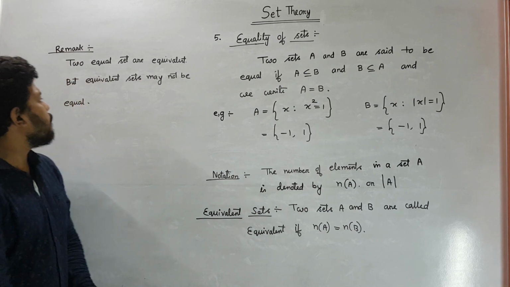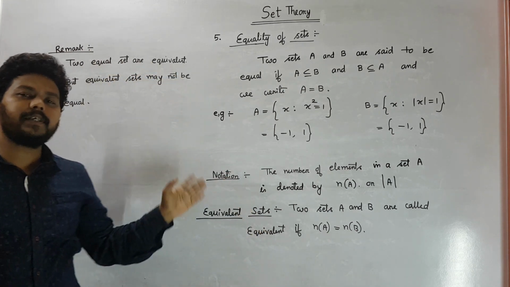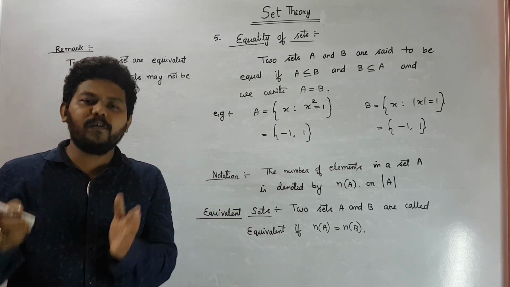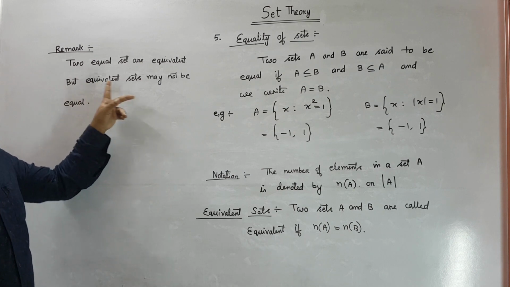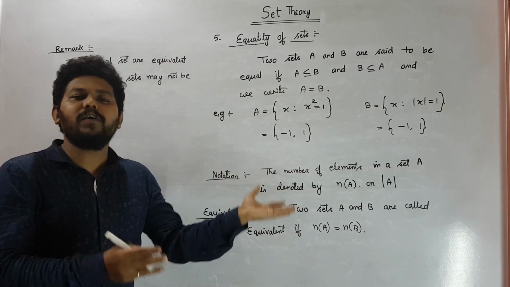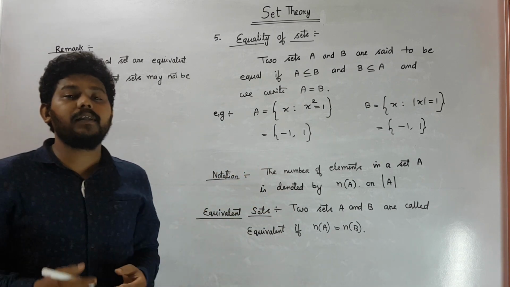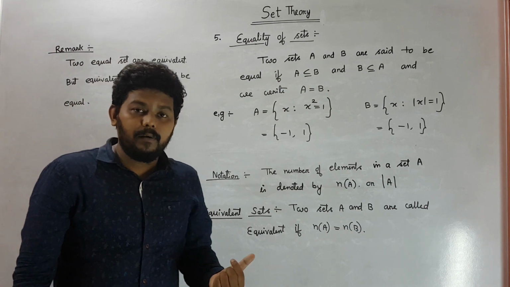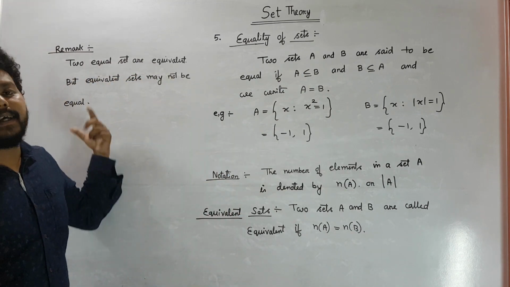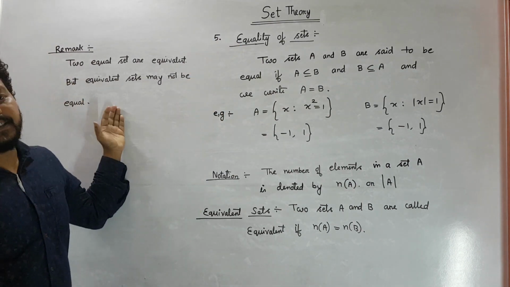Now, remarks. Two equal sets are equivalent. I already said two equal sets are equivalent because they have the same elements and same number of elements, but equivalent sets may not be equal. Yes, two sets may be equivalent because they have the same number of elements, but it does not mean that they have the same elements. That is why two equivalent sets may not be equal in many cases. Okay, this is your equality of sets and equivalent sets.